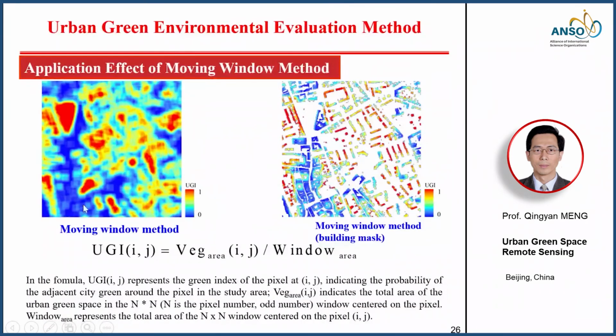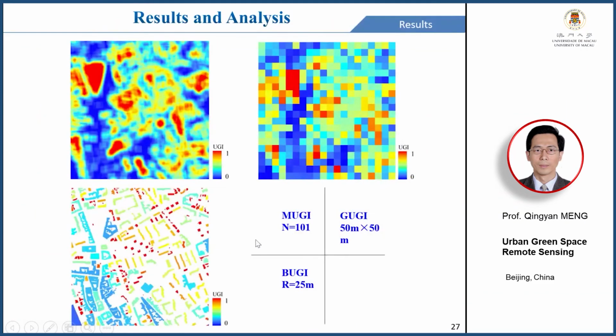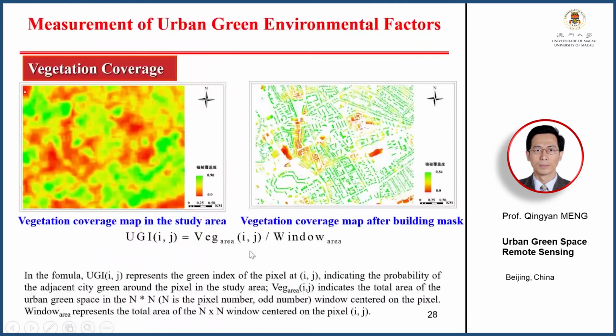Okay, this is the application of the factors with the moving window method. We combined it with other methods and used the moving window method to study the UGI, and we compared them and got the result. And this is vegetation coverage in the study area, the vegetation coverage after the buildings mask.